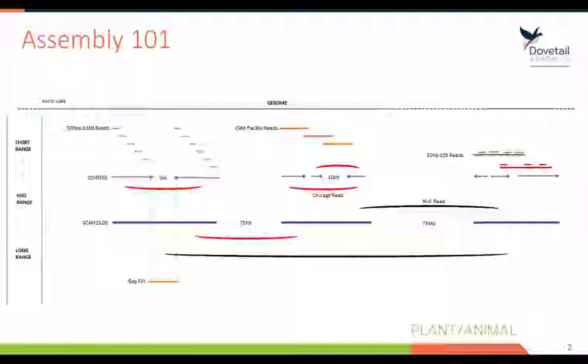A common terminology that you'll see in this presentation is the scaffold N50. For folks that are new to de novo assembly, the scaffold N50 is the standard way of measuring quality of a de novo. It represents, in simplistic terms, the median scaffold size of the assembly. So the higher the N50 number, the better.